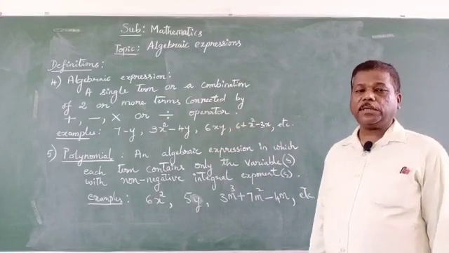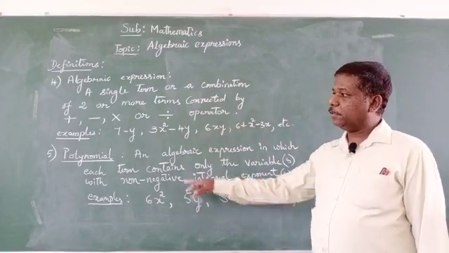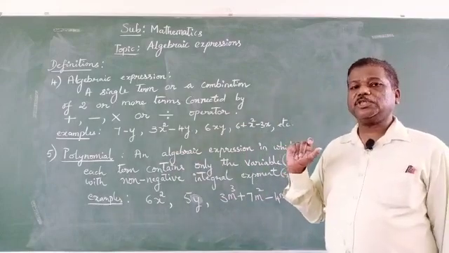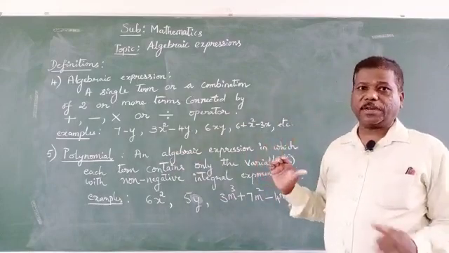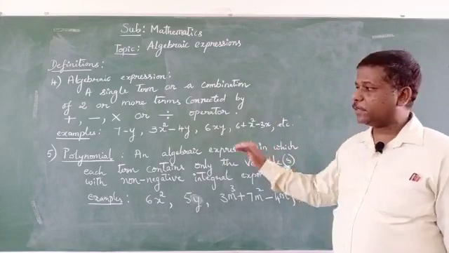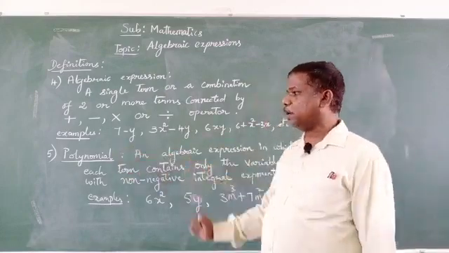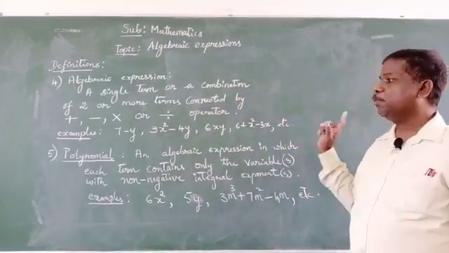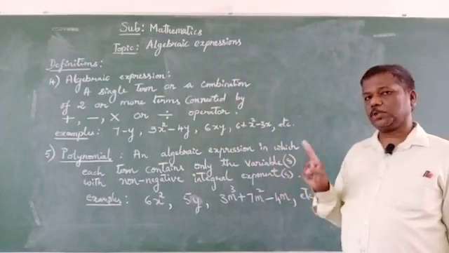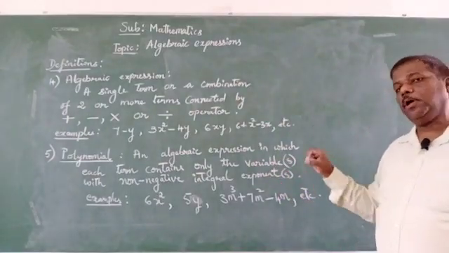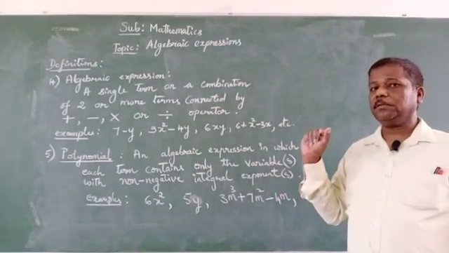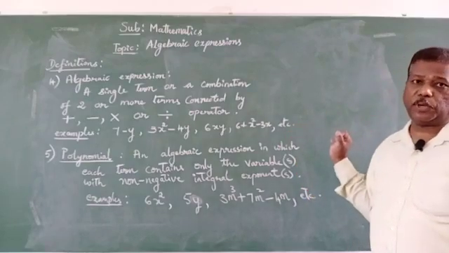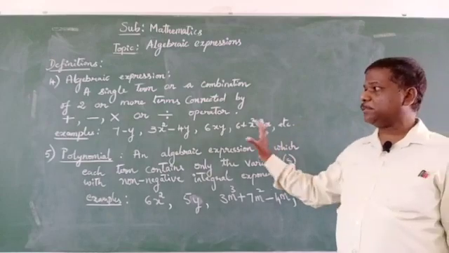Next we will move on to the very important part called polynomials. In algebraic expression, the general term is called a polynomial. So what is this polynomial? An algebraic expression in which each term contains only the variable or variables with non-negative integral exponent or exponents. This is called a polynomial.